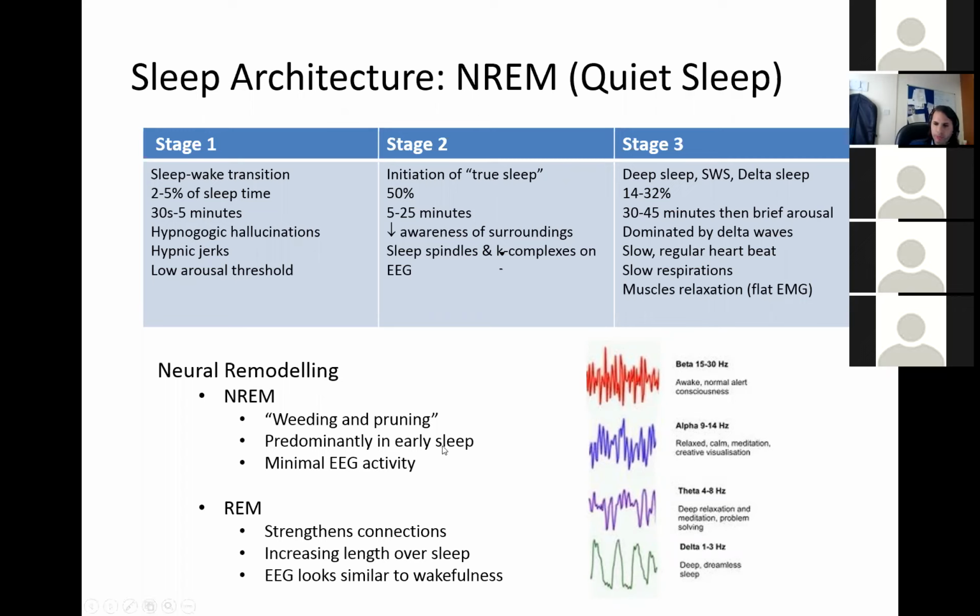And it's thought that non-REM sleep is for weeding and pruning, so basically getting rid of all the rubbish, and it's predominantly in early sleep, and there's minimal EEG activity. And then in REM, all the important stuff, the connections are strengthened, and this increases in length during sleep, so it's more towards the end of the night, and the EEG looks very similar to what it looks like when you're awake.